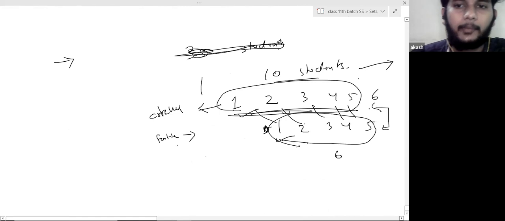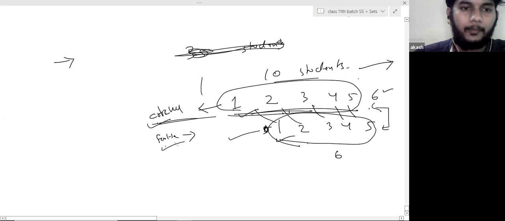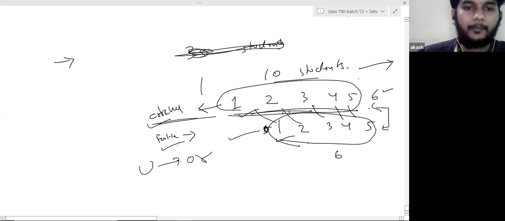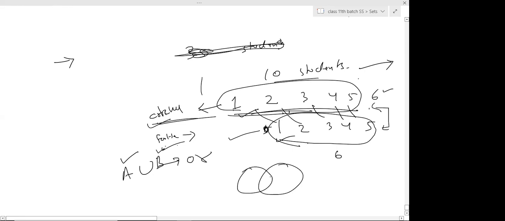Again, you can look at this example. If I say there are 6 people who play cricket and there are 5 people who play football, then how many are there who play either cricket or football? So how can you find that out? Whenever they use the term or, that means that is union. Union means or. A union B means either A or B.